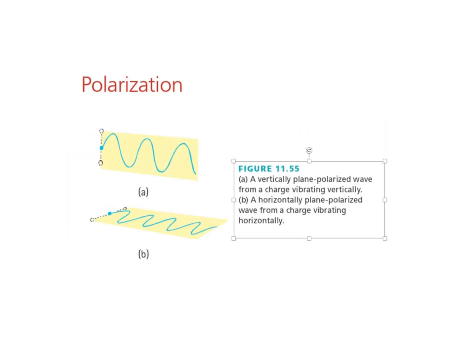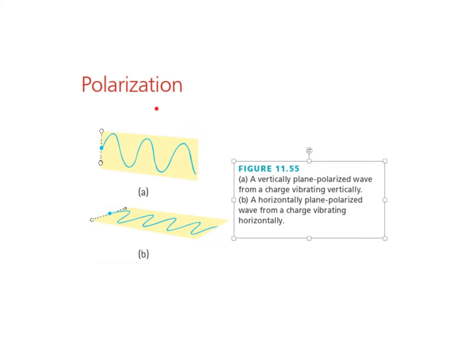And so here we can kind of see the electric field coming from a vibrating charge. If I've got a charge vibrating up and down, it's going to make an electric field in this vertical plane. If I have a charge vibrating left and right, it's going to make an electric field oscillating in this horizontal plane.